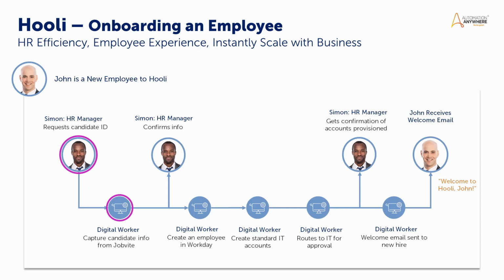What you're going to see is that Simon requests candidate information from JobVite. A digital worker actually gets that for him. Simon can confirm all the details, and a set of digital workers create John's employee information in Workday, create all the standard IT accounts for John, and routes it to IT for approval. And finally, Simon gets a confirmation that all the accounts were provisioned correctly, and John gets a welcome email. Let's take a look at this in action.